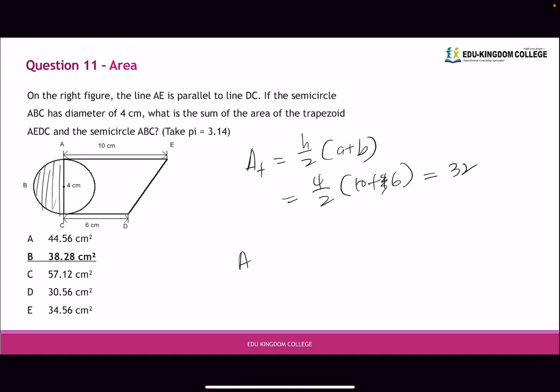And then the area of the semicircle, SC stands for semicircle, should be half, because we've got half a circle, times pi r squared. So pi is 3.14, and then r squared should be 2 squared, because diameter is 4, so radius is 2. So 2 squared, so 4 times 3.14 is 12.56, times half equals 6.28. So 6.28 plus 32 gives you 38.28.